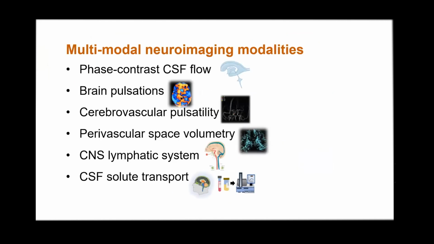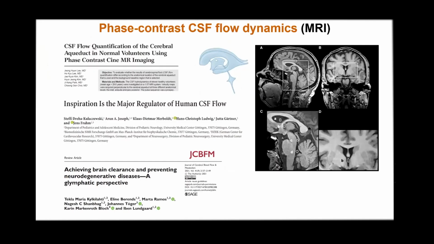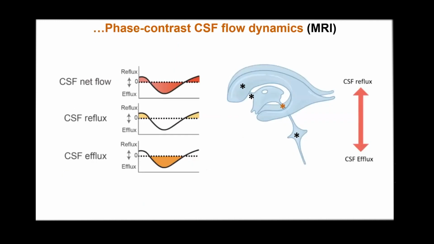So just a brief overview of some of the currently used neuroimaging modalities to study the glymphatic system. Most of these are non-invasive, except for the bottom one, which involves introducing a tracer into the CSF space. Basically, this is CSF flow quantification along the whole ventricular axis. It has been widely used in patients who have CSF disorders, where you have a blockade in one of those ventricular axes, and it can be done on a clinical scanner.